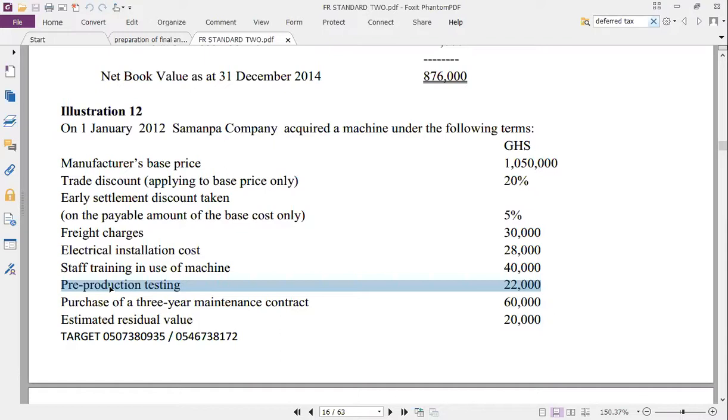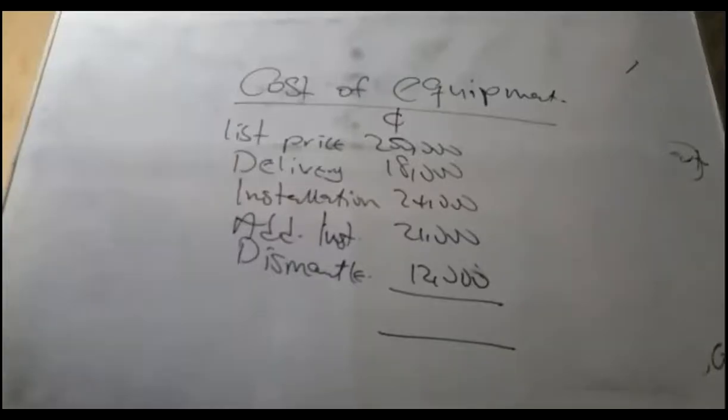So it will be part. But the item that we said will not be part will be pre-production cost. Good. So have you seen how they can be changing the words? Good. What about purchase of a 3-year maintenance contract? Will it be part? Maintenance contract, no, it will not be part. It goes to the P&L, repairs and maintenance on that machine. So we are done with the initial measurement. Now let's go to the subsequent measurement and then we are done for the day.